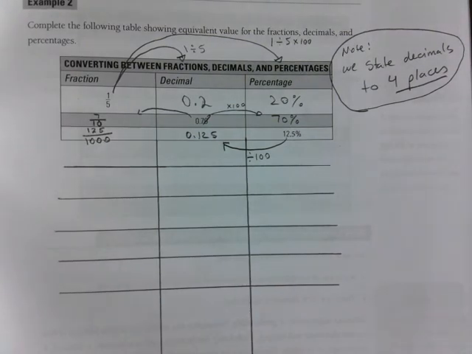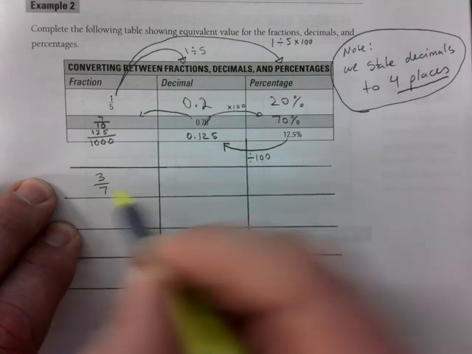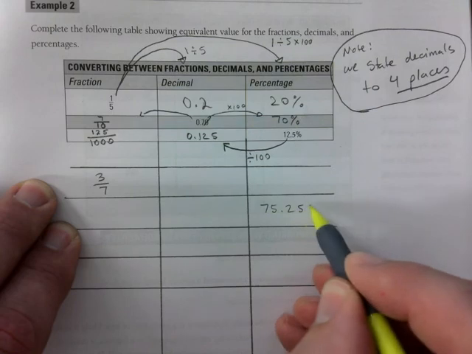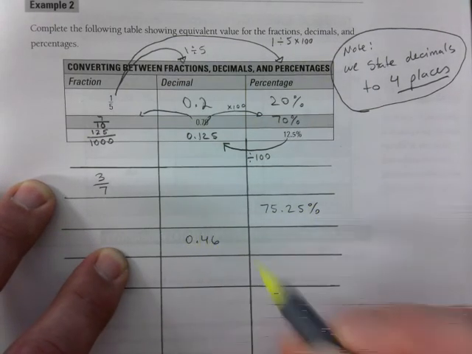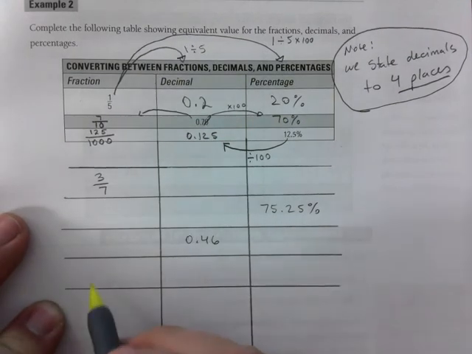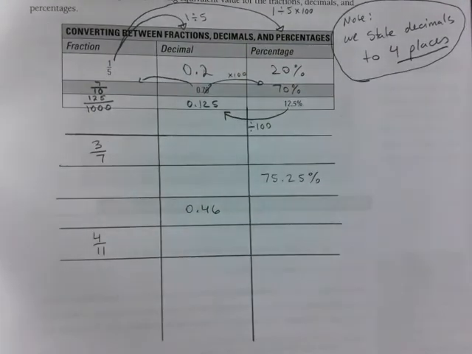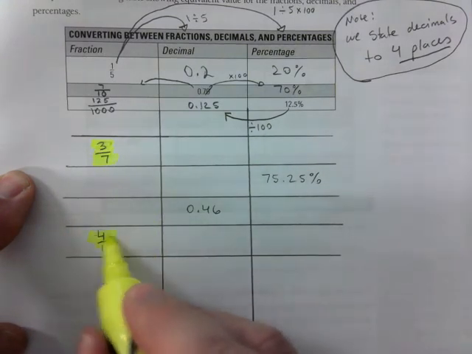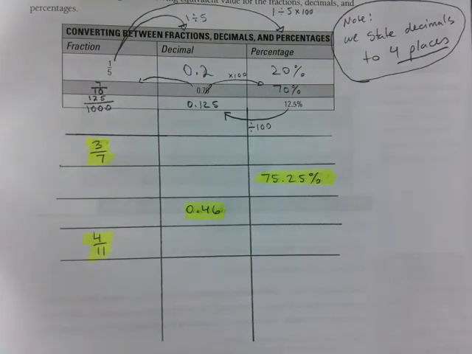So if you don't have a ruler, just kind of do it by hand and write down the following. 3 over 7, then it's 75.25%, 0.46, and 4 out of 11. So make sure you write those down. I will highlight them to indicate that these are the ones that were there right from the beginning. Right?